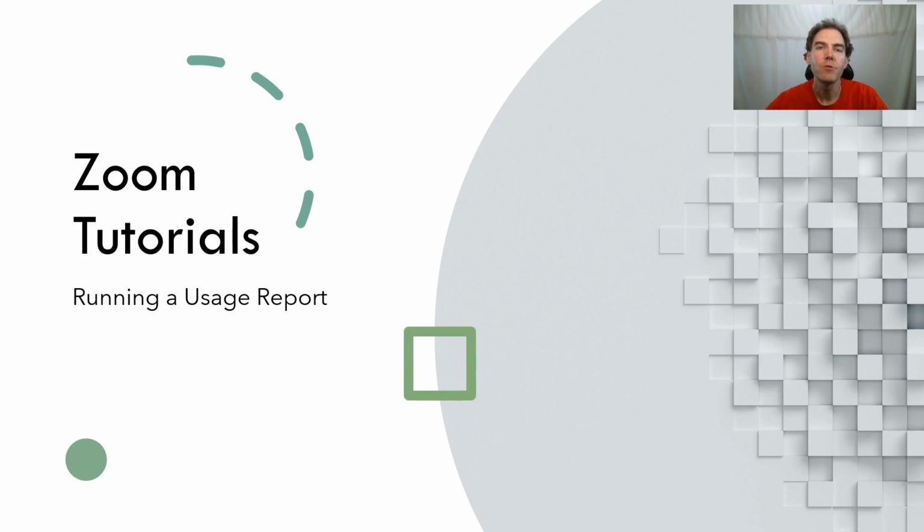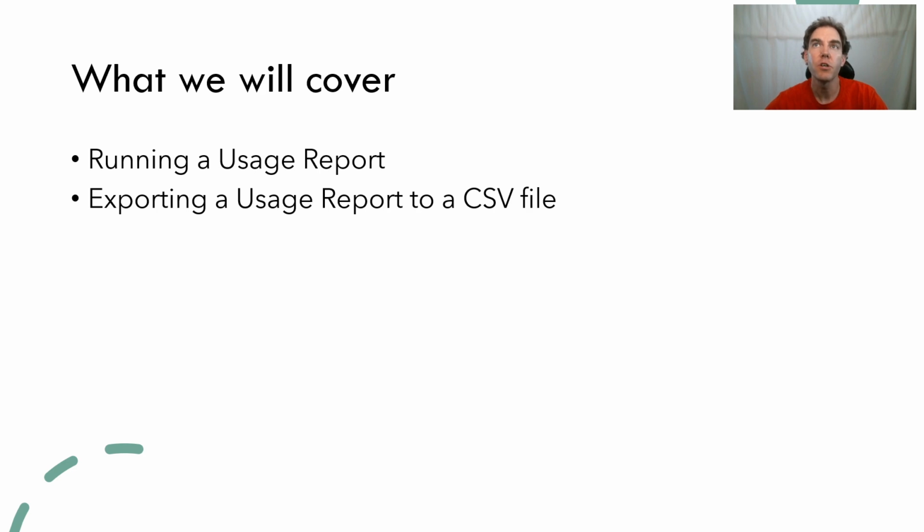In this video, I will show you how to run a usage report in Zoom. A usage report is generally used to see who the participants of your meeting were and how long they attended for. So let's talk about specifics. In particular, we'll talk about running a usage report and then the ability to export that report as a CSV file, which you could then import into, let's say, an Excel spreadsheet.